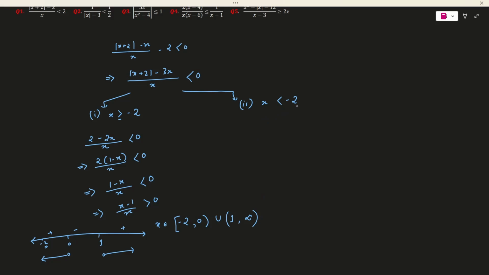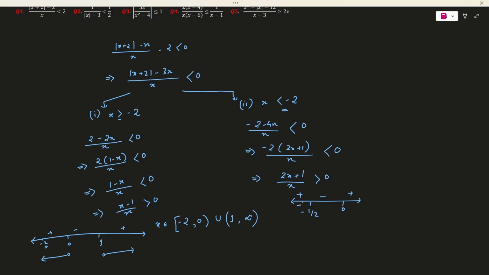In the second case, when x is less than minus 2, the mod will open with negative sign. So I will have minus 2 minus 4x. If I take minus 2 common, I will have 2x plus 1 by x less than 0. Correct? Am I correct here? Yeah. Now I can say 2x plus 1 by x is greater than 0. I have divided by minus 2, so the inequality sign will change. Again use the wavy curve method here. Write the roots. Minus 1 by 2, plus minus plus. Please remember x is less than minus 2. Minus 2 will be somewhere here. So x belongs to minus infinity to minus 2.